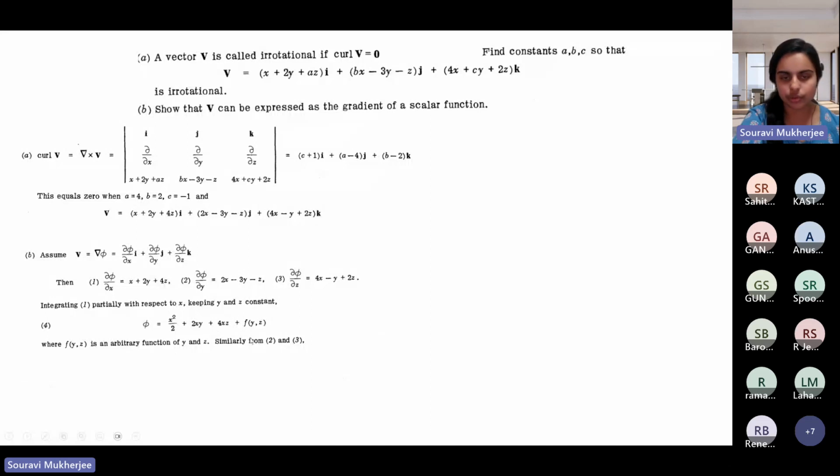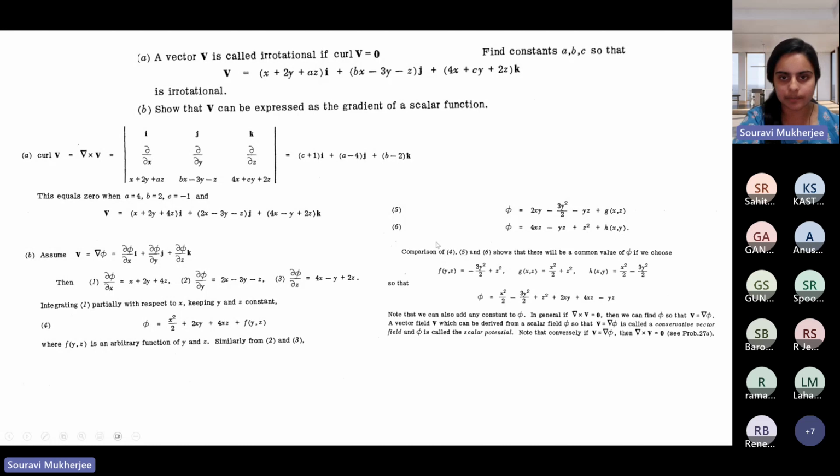And this is some constant which you can consider to be a function of y and z, right? Similarly, if from 2 and 3 you get some phi as something plus a function of x and z, again something plus a function of x and y, right? So now if you compare these 3, 4, 5, and 6, what do you get?